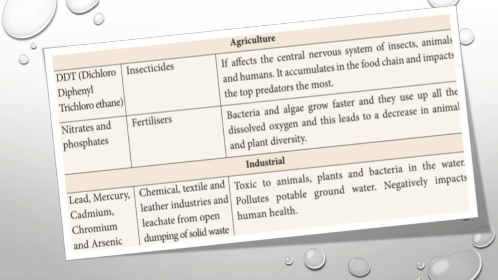Next, industrial pollutants. The sources of these pollutants are chemical, textile and leather industries and leachate from open dumping of solid waste. The pollutants are lead, mercury, cadmium, chromium and arsenic. The effects of these pollutants are that they are toxic to animals, plants and bacteria in the water, pollute potable groundwater, and negatively impact human health.